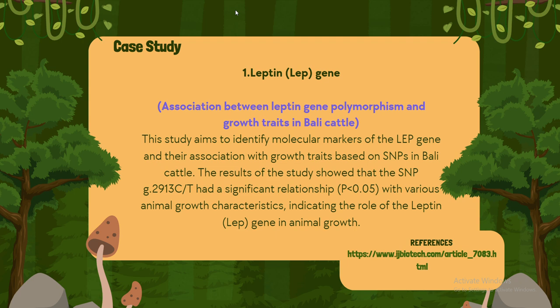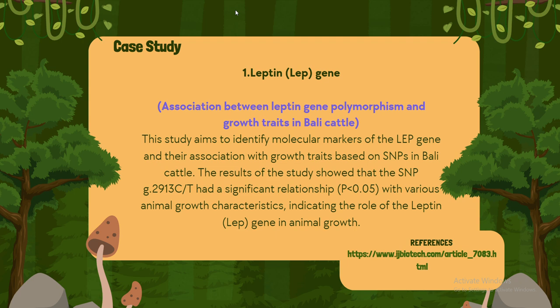Now I'm going to explain the case study of Mus musculus genes in agriculture. The first gene was the leptin LEP gene. The case study was the association between leptin gene polymorphism and growth traits in Bali cattle.